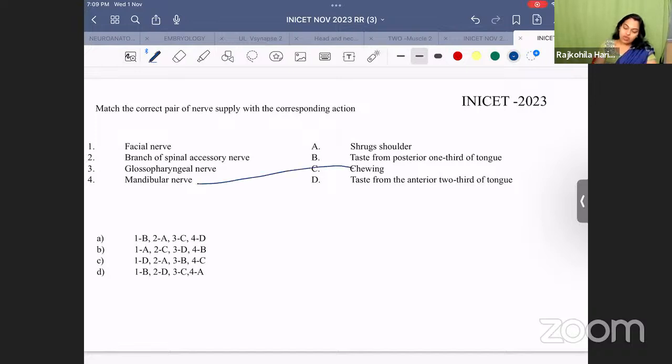Mandibular nerve, just now we saw chewing. Glossopharyngeal nerve, taste from the posterior 1/3 and circumvallate papillae. And facial nerve, chorda tympani branch, anterior 2/3 of the tongue.